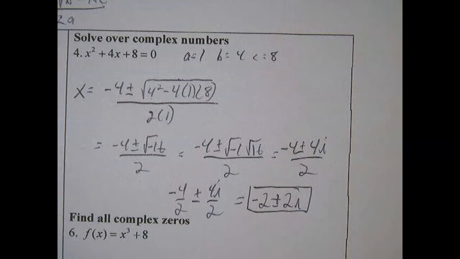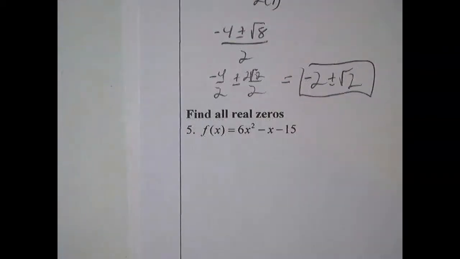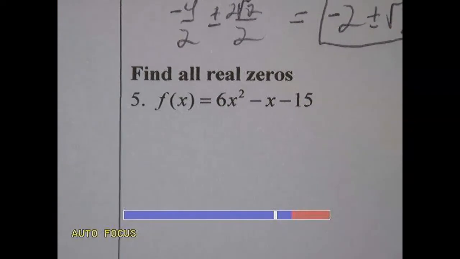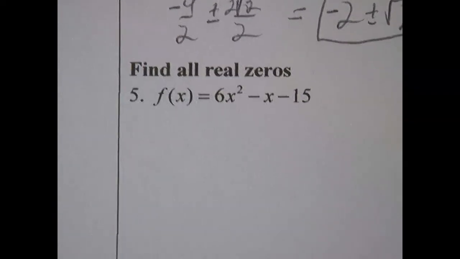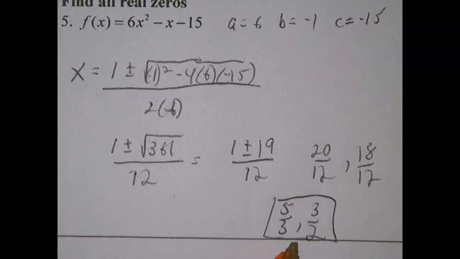Okay, let's try these on the bottom. So let's try this one first. You're going to get real zeros here. So I'm going to pause it and I'll just show you the answer. So let's see if you can get that too. Okay, so did you get 5 over 3 and 3 over 2?